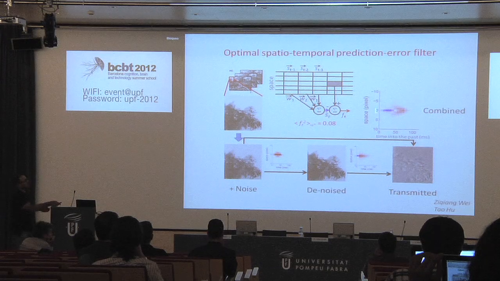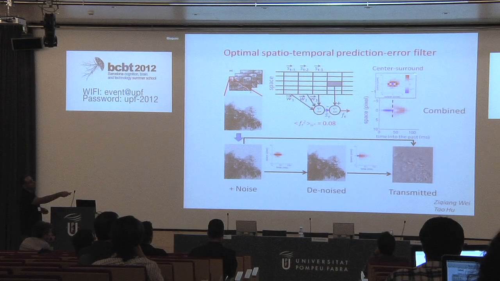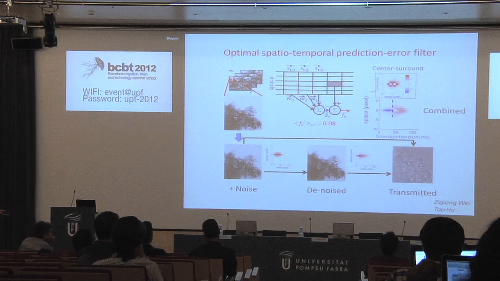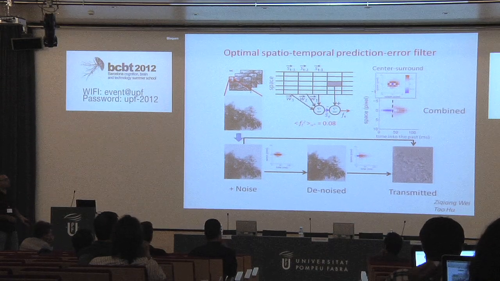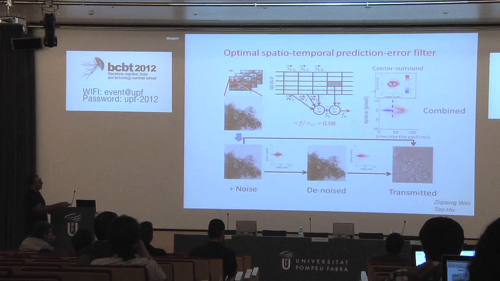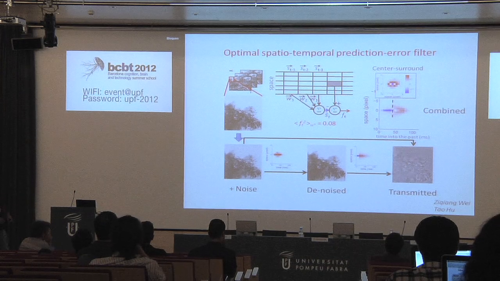And to prove that, what I'm going to do is show how the filter looks in the spatial plane, sectioning at this point in time. This is what it looks like. This is the center-surround filter that was seen by Kuffler. But what we get here is its full spatio-temporal form, not just the spatial part or just the temporal part.